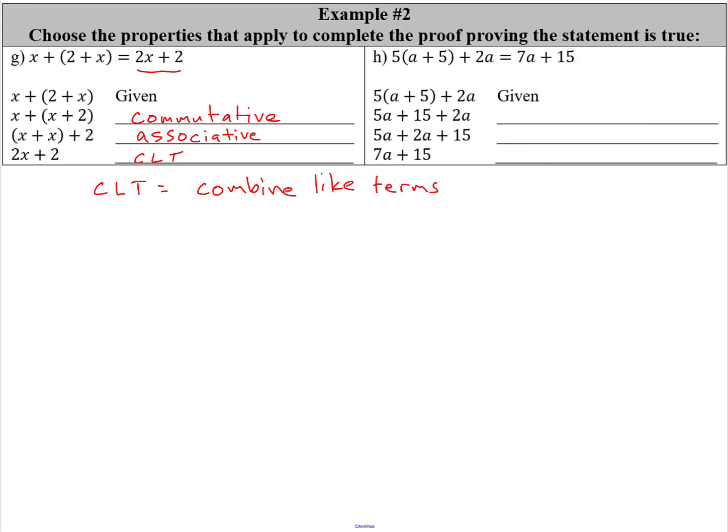All right, letter H, we got this given. You know what? Why don't you go ahead and pause the video here? Try this one on your own, and let's see if we get the same solution.